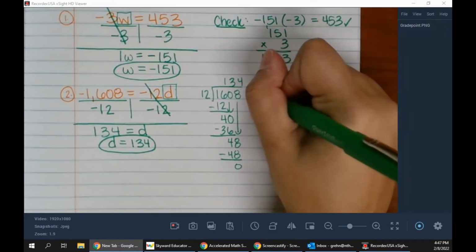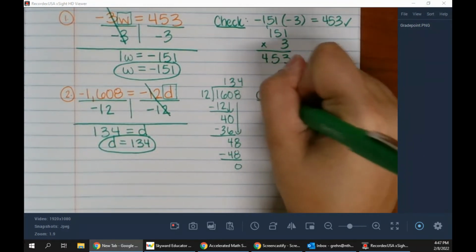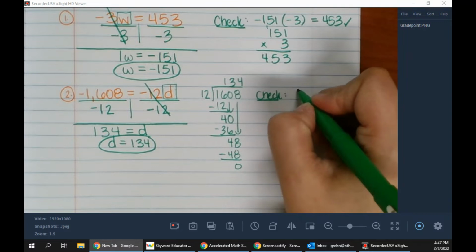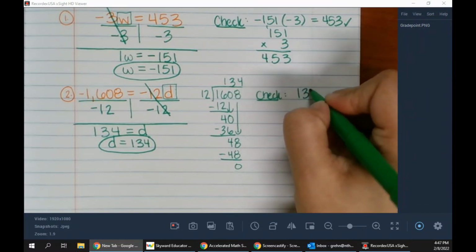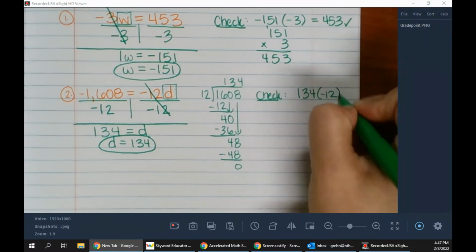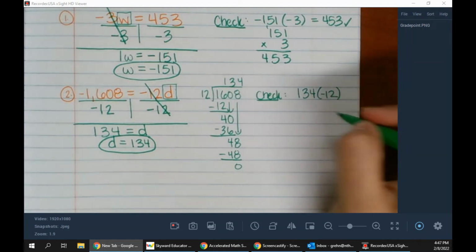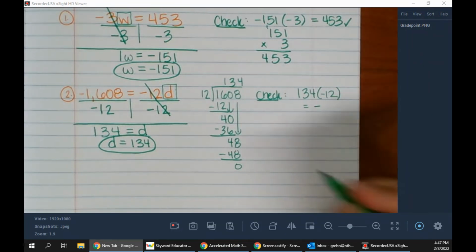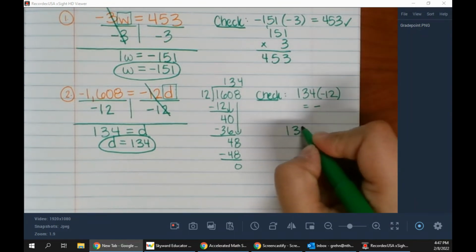Okay, let's check our work off to the side here. So I'm going to use substitution and put 134 in for D. So I'm going to have to multiply 134 and negative 12. So I know a positive times a negative is a negative, so my answer is going to be negative. Now I'm just going to focus on the multiplication.